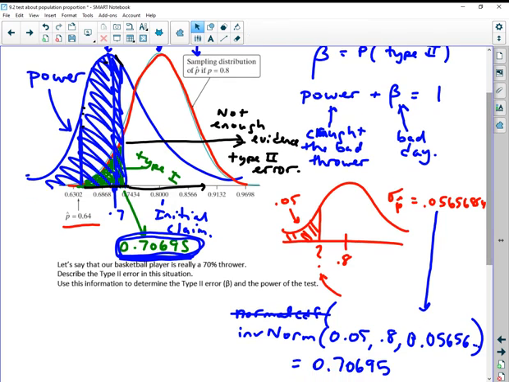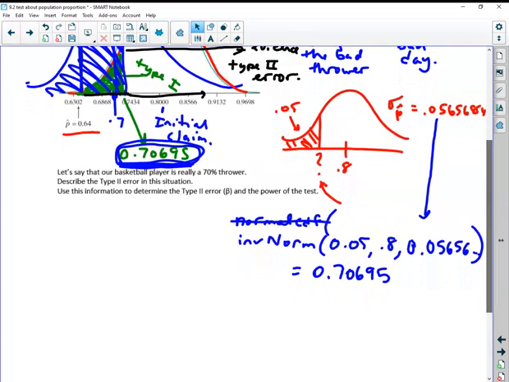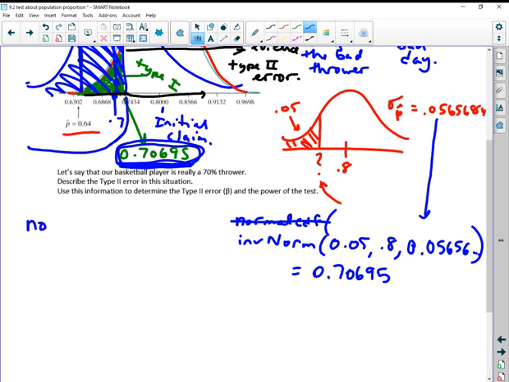Now, highly, highly, highly unlikely that the AP test is going to ask you to find the power of the test in this situation, but we can do it. I'm going to write it in calculator speak just to kind of explain. So we're on that blue curve, and he's really a 70% thrower. So our power, I want to find this blue area up here. Okay, normal CDF.